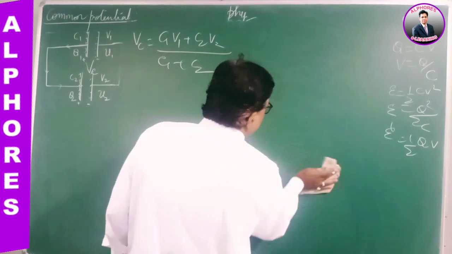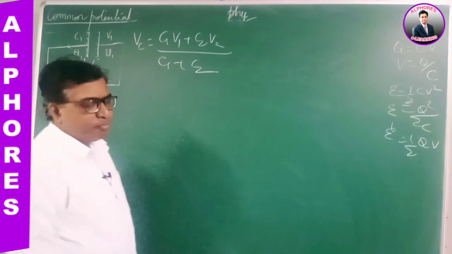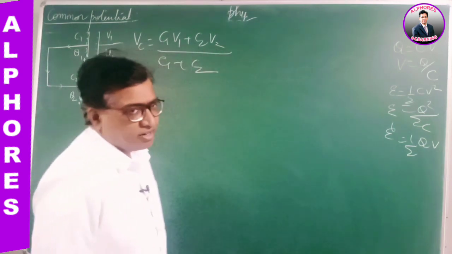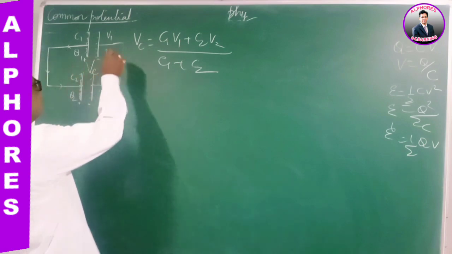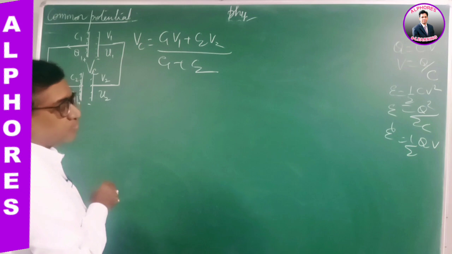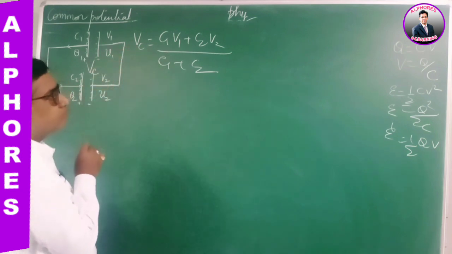How did I arrive at this? It is based on the law of conservation of energy. Sorry, the law of conservation of charge. The total initial charge is the total final charge. The common potential Vc is C1 V1 plus C2 V2 by C1 plus C2. This way we find the common potential.